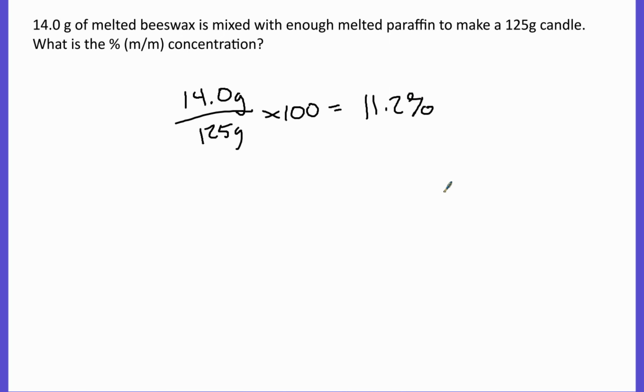right? Mass in this case. So it's 11.2% beeswax. The rest of it is paraffin, obviously. So I could look at it from that standpoint too. I could talk about how it's, what would it be, like 88.8% paraffin, but that's not necessarily useful, right? Usually you're going to talk about a percent that's less than 50 if it's going to be your solute that you're dealing with.